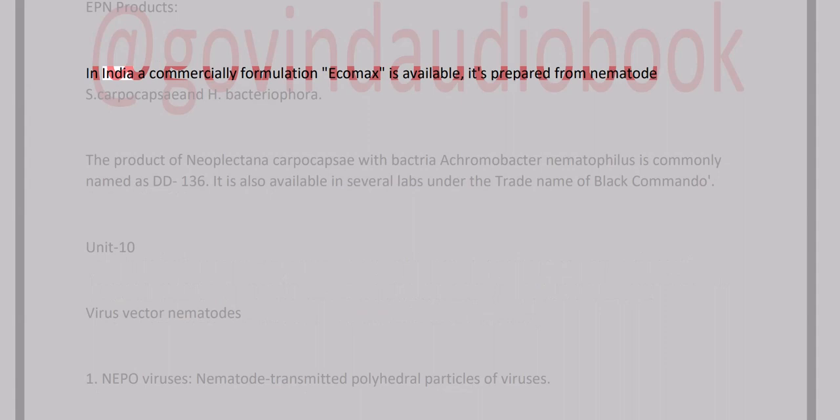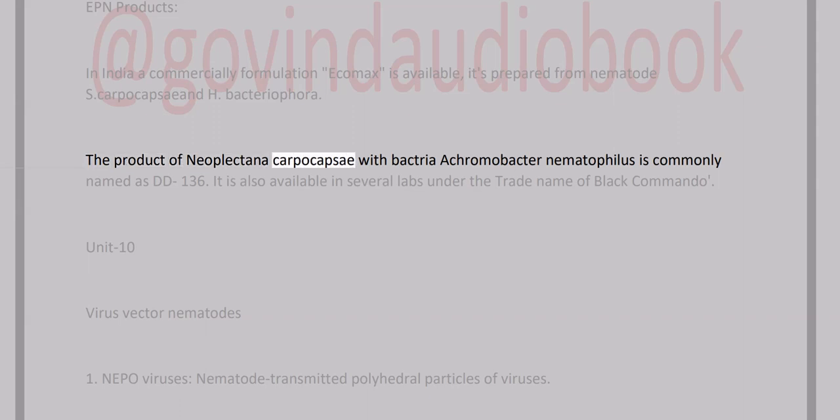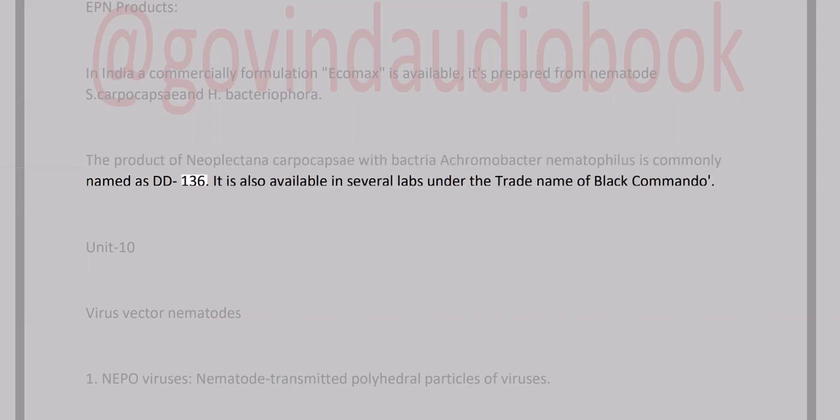EPN products. In India, a commercial formulation, Ecomax, is available. It is prepared from the nematodes S. carpocapsae and H. bacteriophora. The product of Neoaplectana carpocapsae with the bacterium Achromobacter nematophilus is commonly named DD136. It is also available in several labs under the trade name Black Commando.